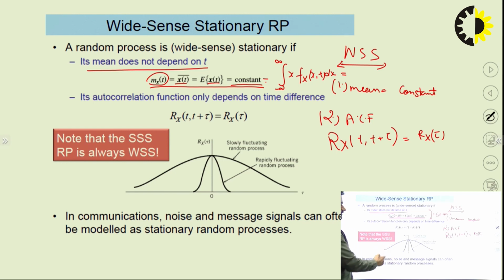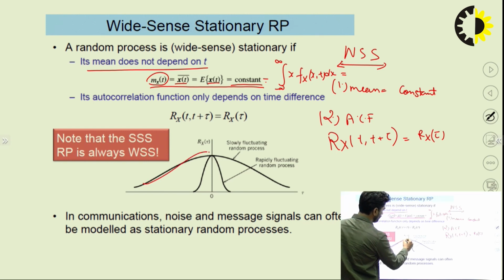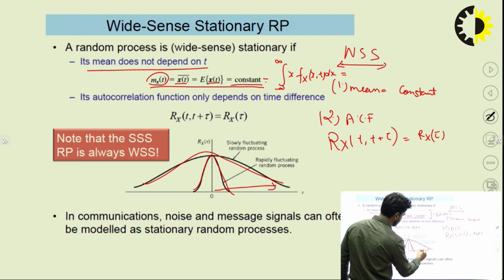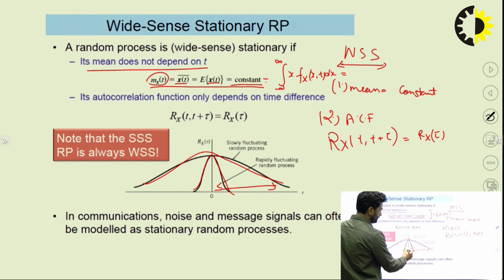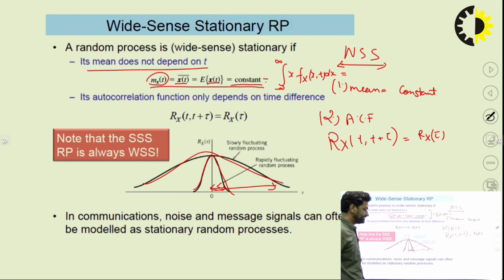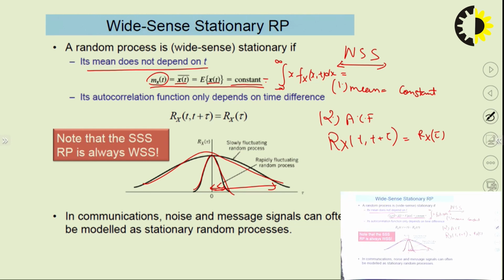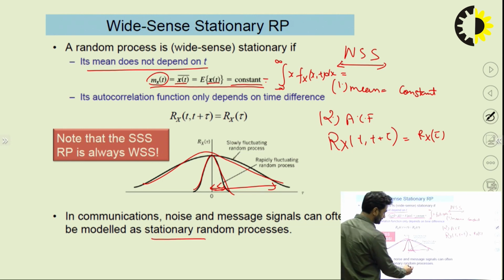These are some figures of a slowly fluctuating random process and a rapidly fluctuating random process. In the slowly fluctuating random process, you can see the variance is high. For the rapidly fluctuating process, the variance is low. Variance is the spreading out of the random process from its mean value. In communication, noise and message signals can often be modeled as a stationary random process.